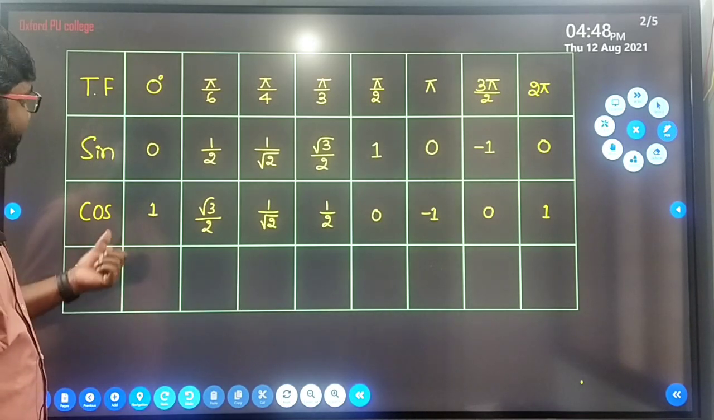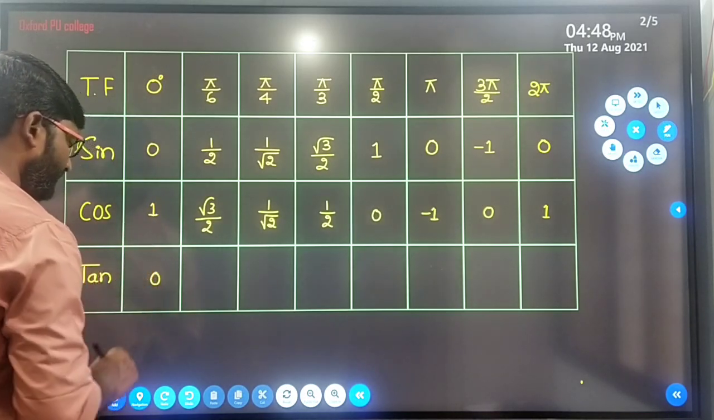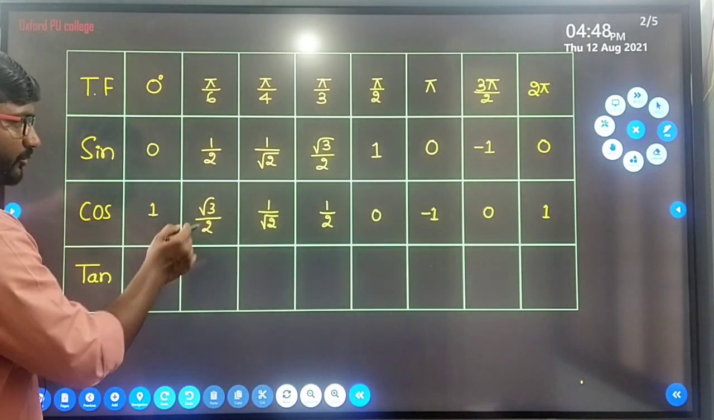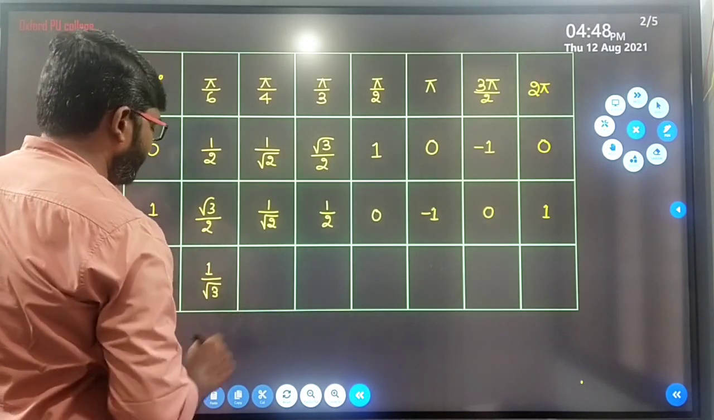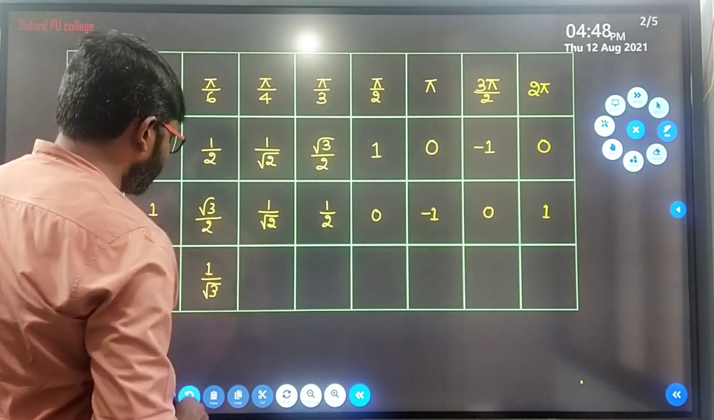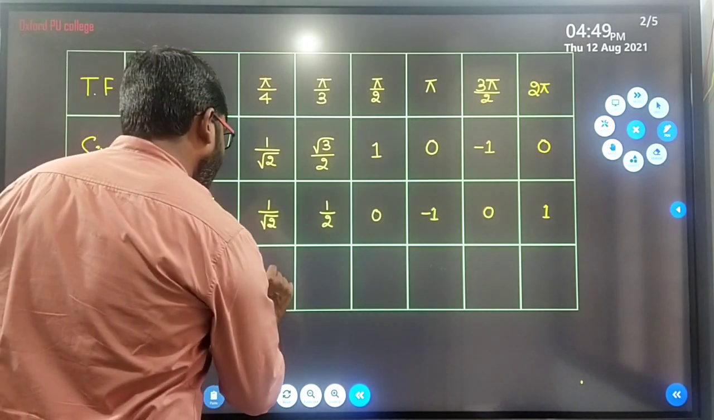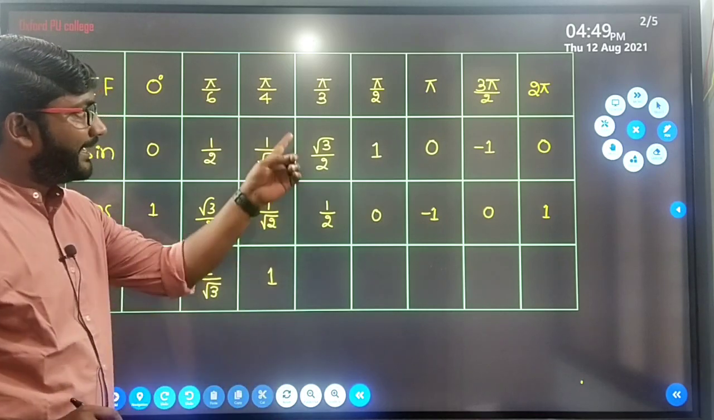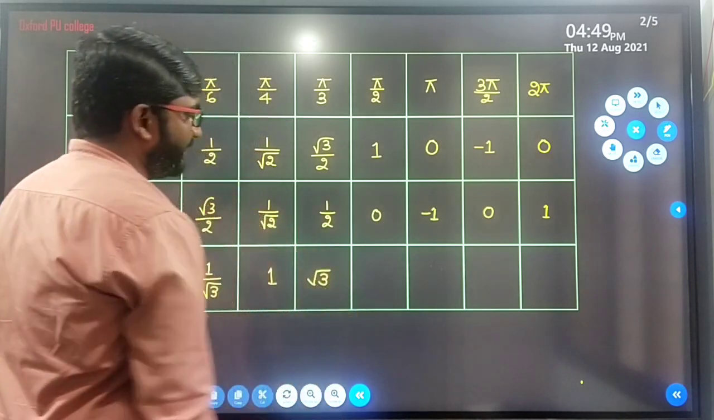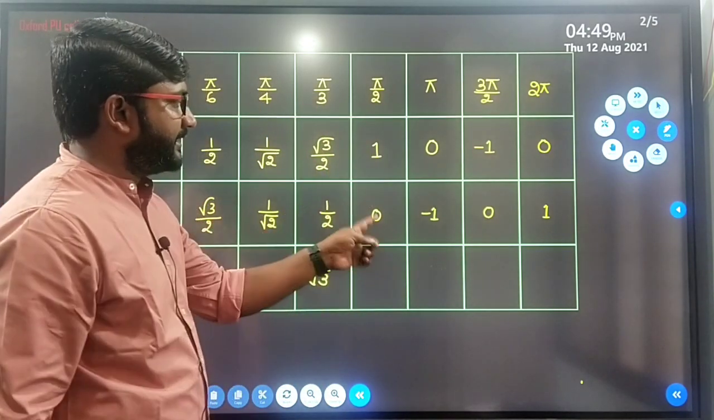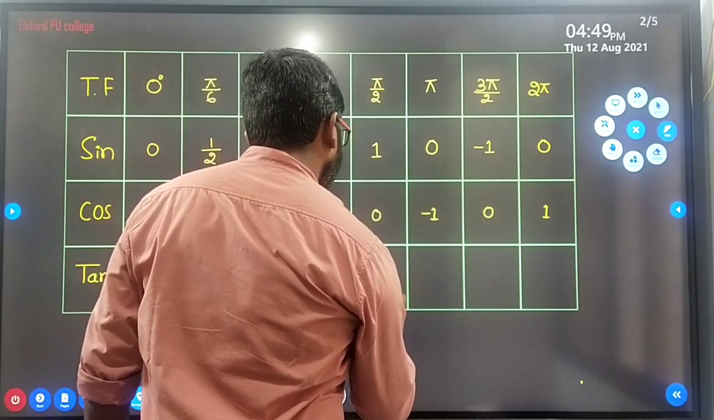Then tan. So tan 0 degree is nothing but sin 0 by cos 0. So 0 by 1 it will be 0. Then 1 by 2 divided by root 3 by 2. 2 gets cancelled. We have 1 by root 3. Then the next angle it is tan 45 degree. 1 by root 2 divided by 1 by root 2. Both get cancelled. We have 1. Then tan 60 degree. 2 gets cancelled. We have root 3. Then tan 90 degree, 1 by 0, it will be infinity or not defined.